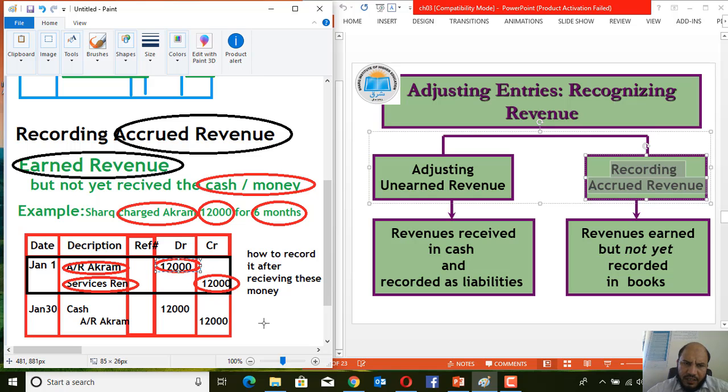So in next day at 30th January, the Akram paid cash to Sharq. So we have debited the cash account of Sharq, but we already have created account receivable from Akram. So now we will decrease the account receivable account of Akram, and we will remove it. So this is what we may say adjusting for the accrued revenue or for the accrued income.